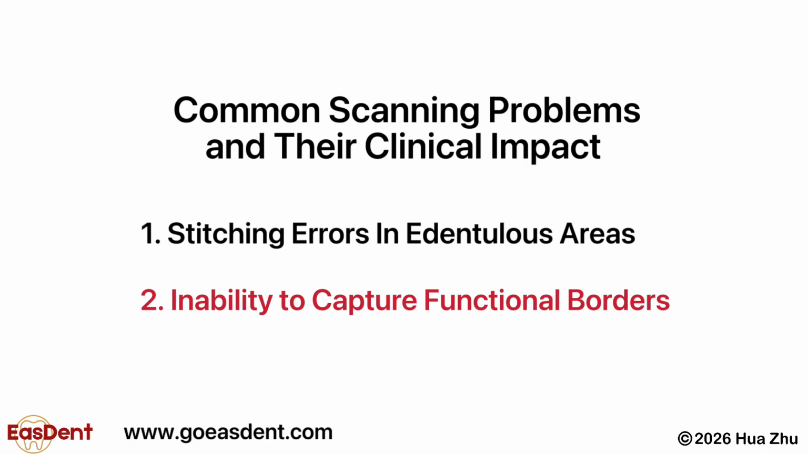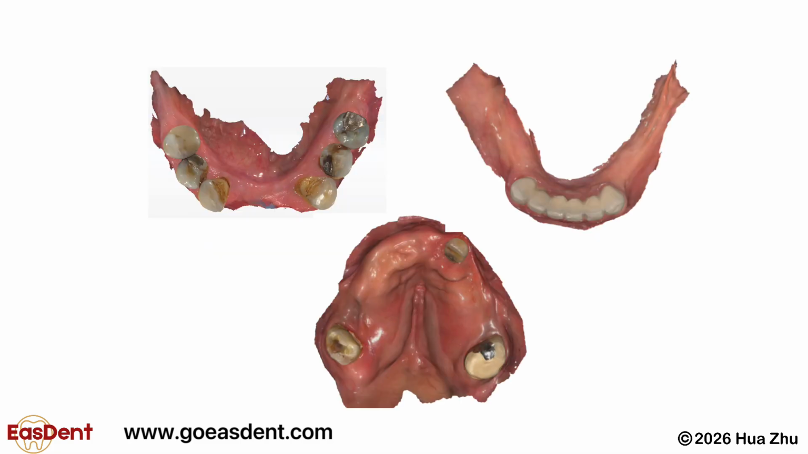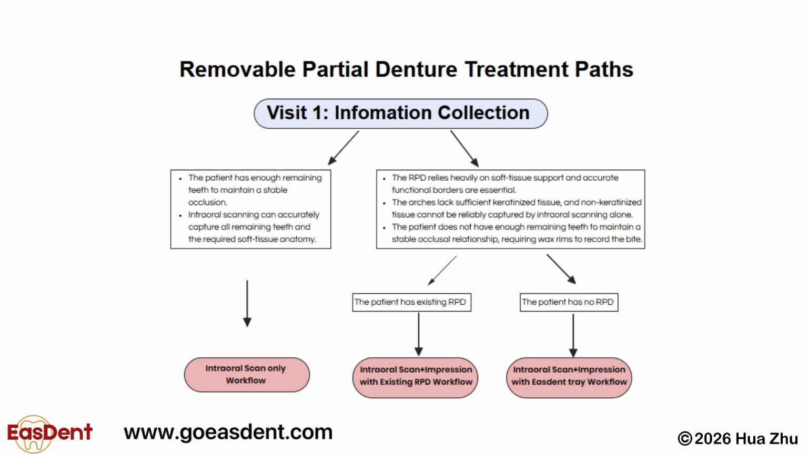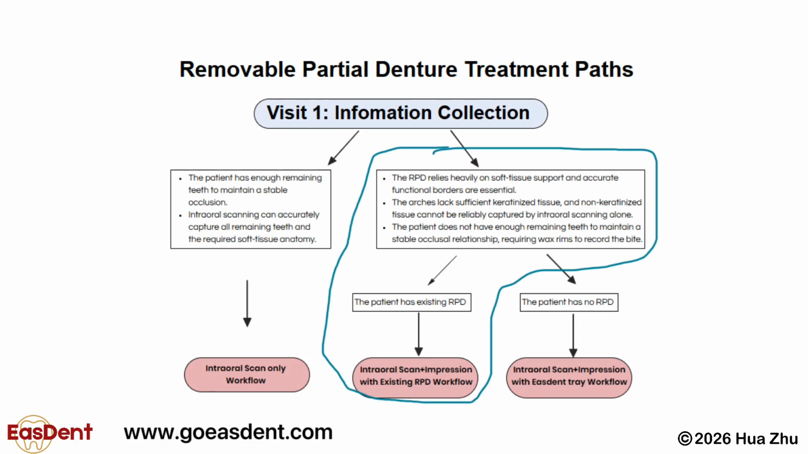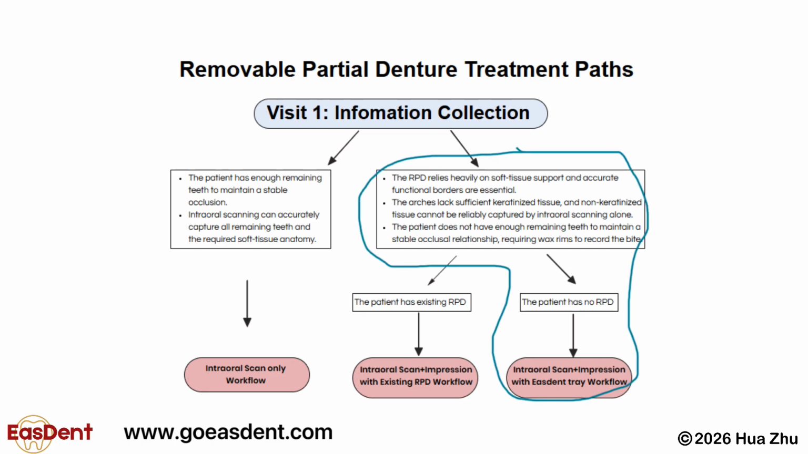Another problem of intraoral scanning is it cannot reliably capture functioning border of soft tissue. When fabricating, RPDs rely heavily on soft tissue support. Impressions with border moldings are required. In such cases, intraoral scan alone is not enough. Depending on whether the patient has existing RPD or not, follow either intraoral scan plus impression with existing RPD workflow or intraoral scan plus impression with Easdent tray workflow.